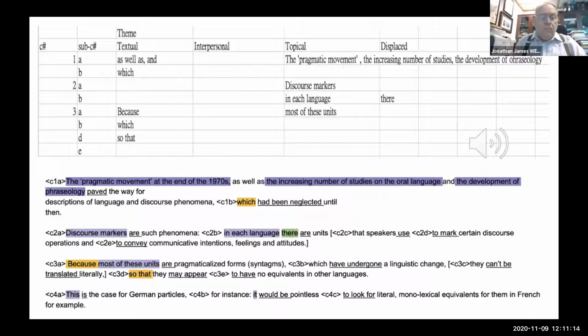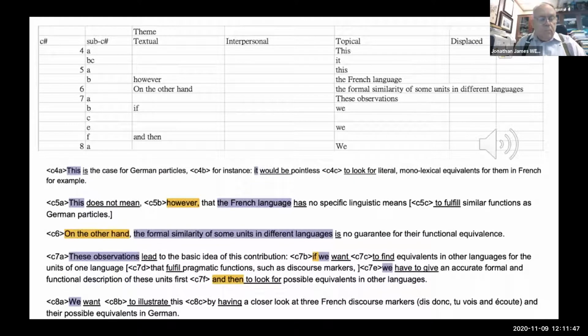For theme structure, the abstract is mainly textual theme and topical theme, and no interpersonal theme is observed. So it does not enact social relationships, but only conveys information. Topical theme is highlighted in purple and textual in yellow, and there is one displaced theme in clause 2b, as there is the subject following the circumstance in each language. And there are the textual theme and topical theme for clause 4 to 8. In this part, topical themes are mostly pronouns, personal pronouns like we, it, and the demonstrative pronoun this.